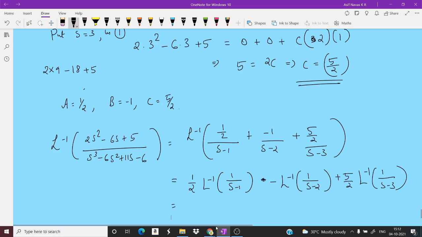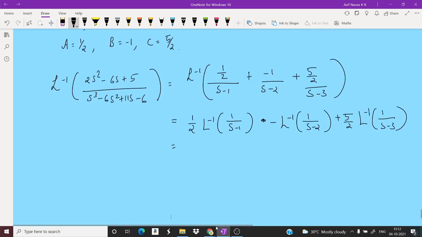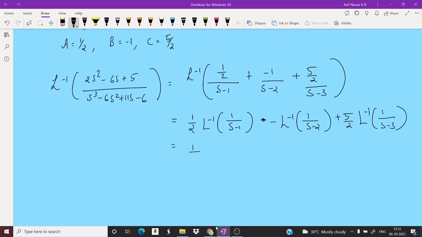So this is equal to 1 by 2 times e raised to t, since L inverse of 1 by s minus 1 is e raised to t, minus e raised to 2t, plus 5 by 2 times e raised to 3t. So this is the answer. I will give you more questions and then you just do all those problems. Okay, I will give you a homework.